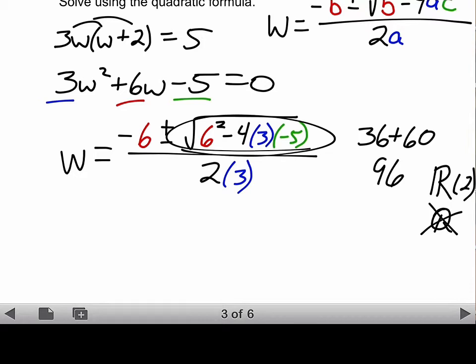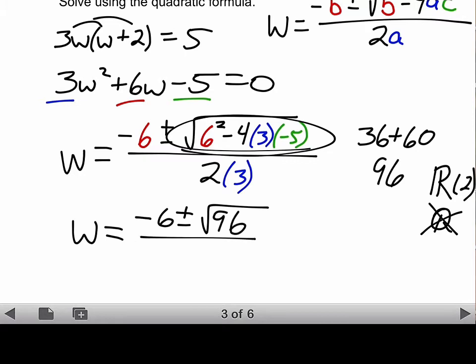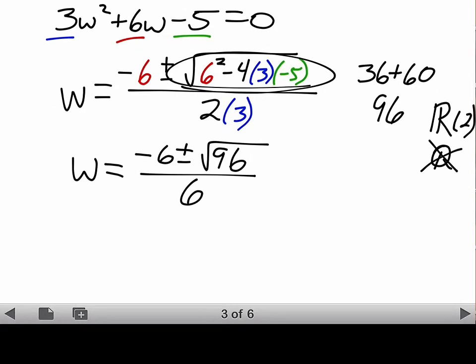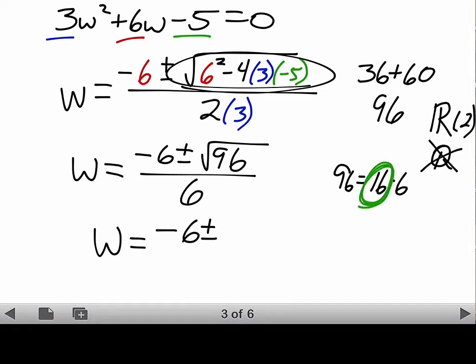In any case, when we continue with simplifying the expression, we have w is equal to negative 6 plus or minus the square root of 96 all over 6. And you may be tempted to try to reduce the 6's, don't do it because you can't divide out a term. We can only divide out factors. So our correct plan of action is going to be to simplify inside the radical, and as it happens, 96 is equal to 16 times 6, 16 being a perfect square, so that's going to come out of the radical as a 4.